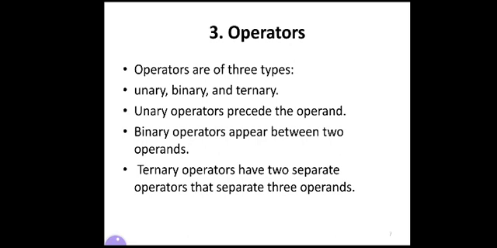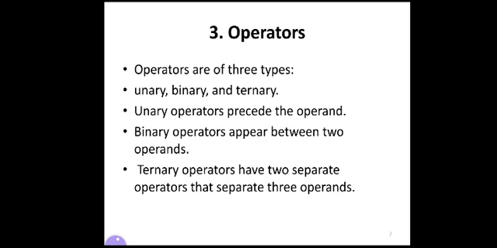Next, operators. Operators in Verilog are classified into 3 different types based on how many operands they are going to use. They are unary operator, binary operator, and ternary operator. What is the difference between these unary, binary, and ternary operators, we are going to discuss here with the help of examples. First one, unary operator.